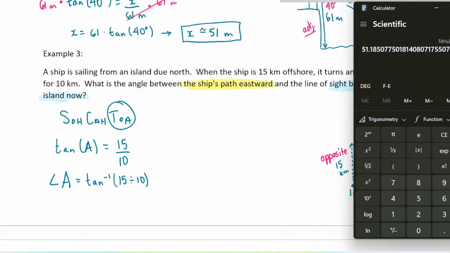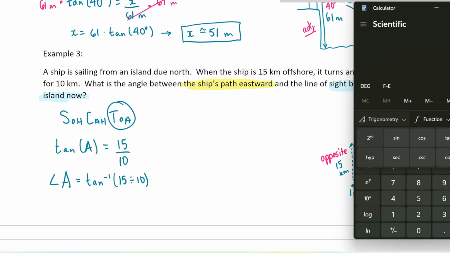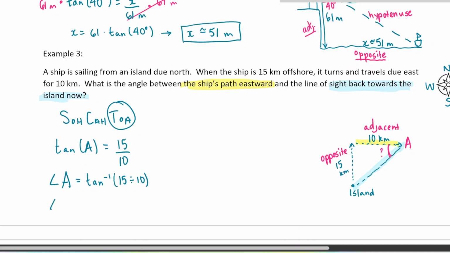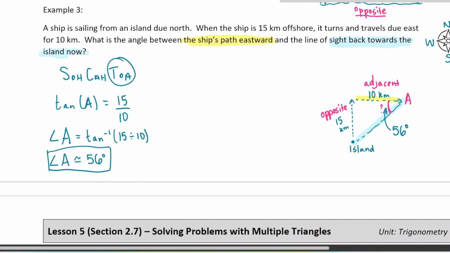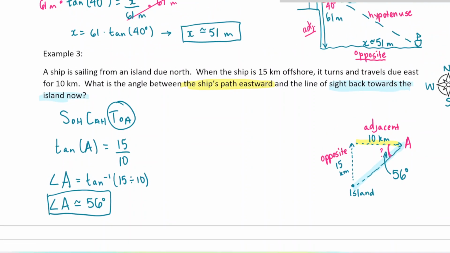So let's type that into my calculator and see what I get. So 15 divided by 10, and then I'm going to do the inverse tangent of that. About 56 degrees. The question doesn't tell me what to round to, so I'm just going to assume it's to the nearest degree. So in my diagram there, that angle would be 56 degrees, approximately. Okay, and that's the end of that lesson.